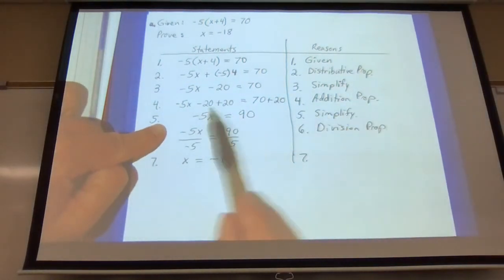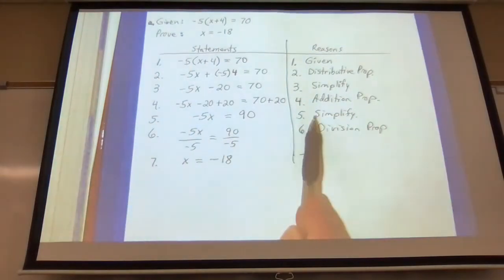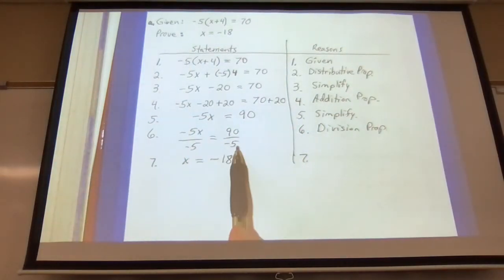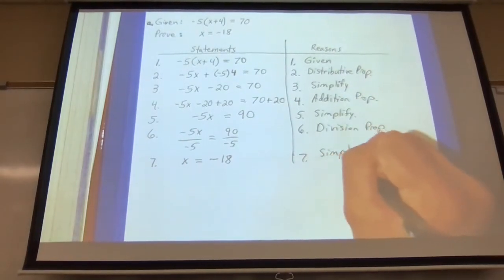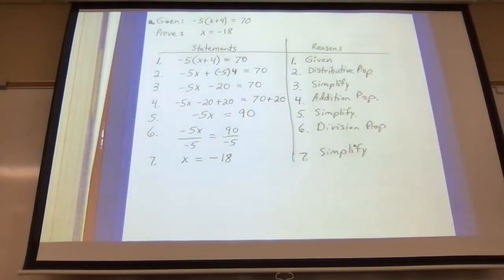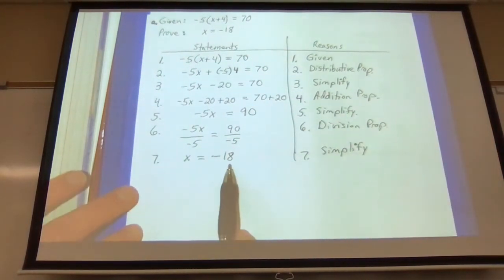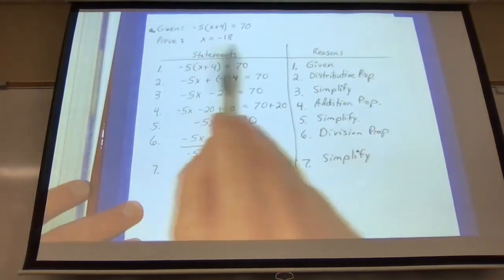Step 5, when you added the 20s together, we call that simplify. Here we're dividing both sides by -5. When you actually do the division, that's called simplify. And then we're finished because we got to the point where x equals -18. That's what we wanted to prove.